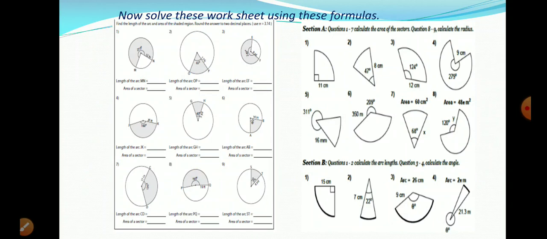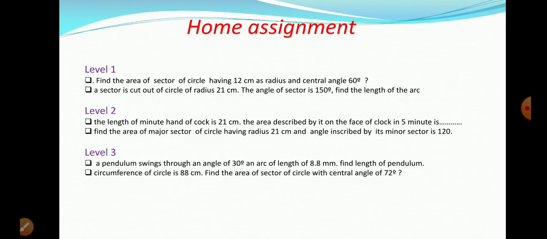Now these are some worksheets. You can practice these worksheets to use these formulas. Now this is a home assignment, level wise. Level 1, there are 2 questions, simple questions. Level 2, there are 2 questions, and level 3, there are 2 questions. You have to solve these questions in your notebook. Thank you.